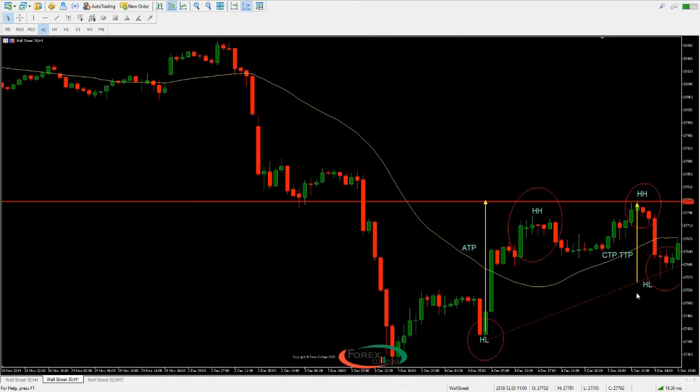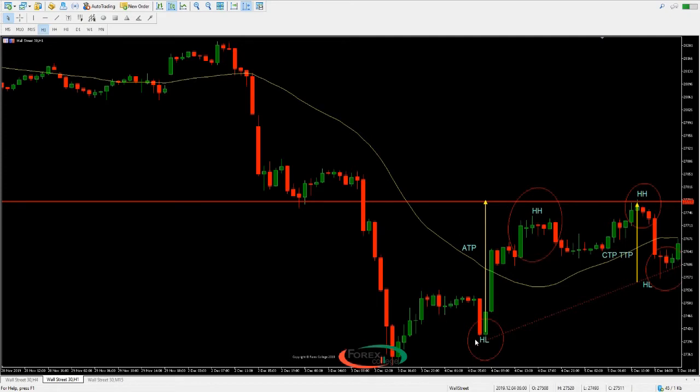Here we have two higher lows and two higher highs. We connect the two higher lows with a trend line, creating our rising support line, and we place a horizontal line at the second high, creating our resistance line.